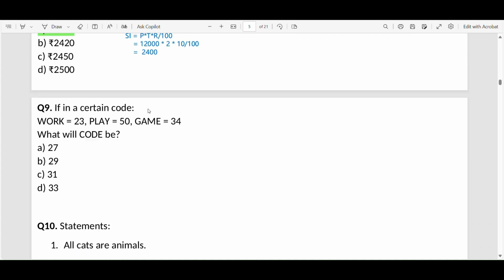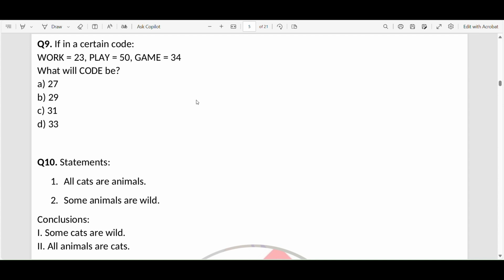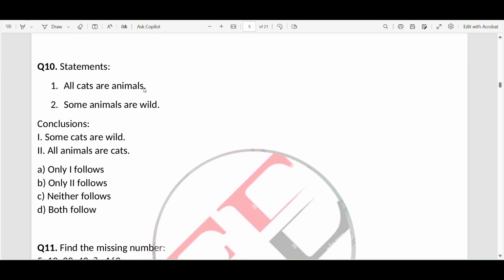And the next question, question number 9. If in a certain code, work equals 23, play equals 50, and game equals 34, what will code be? I think this question was wrong, and something is wrong here. I have tried it many times but am not getting the perfect solution. So let's get into the next question.